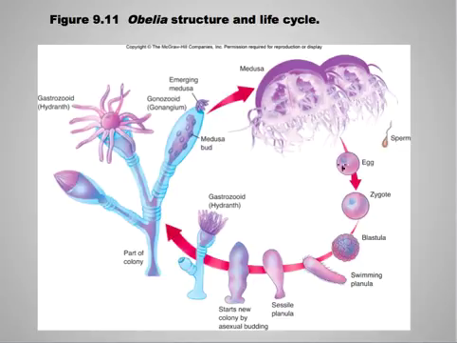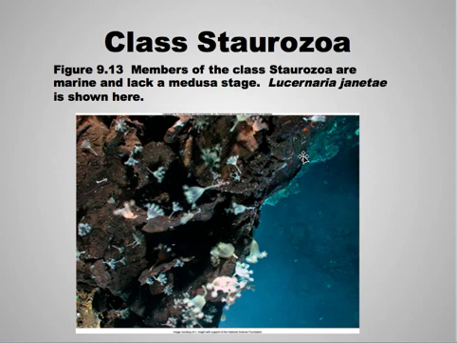It does reproduce sexually and forms the blastula with a swimming planula. So that planula actually affixes itself to a substrate and produces the hydra form. Then that hydra form releases a medusa. This would be an example you can see here.